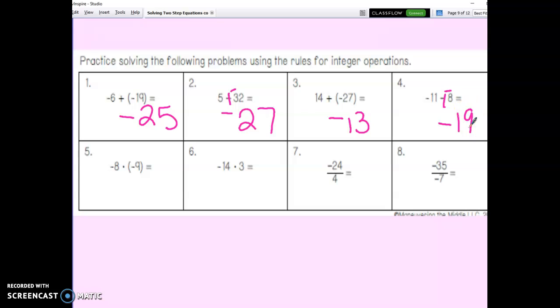All right, our next one, I've got negative 8 times negative 9. Okay, we have two negatives. We get a positive since we have two of the same. That gives us 72. Now I have negative 14 times 3. We have opposite signs, meaning we're going to get a negative answer. This is negative 42. Negative 24 divided by 4, we know is negative 6 because we have a negative and a positive. Then we have negative 35 divided by negative 7, which is positive 5. Okay, just a quick review for our integer rules.